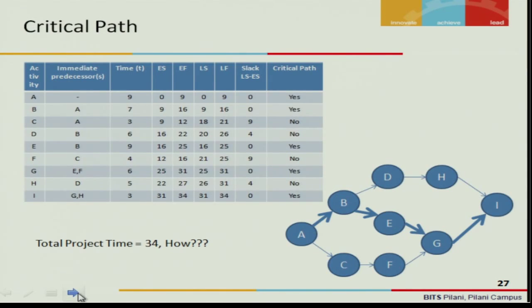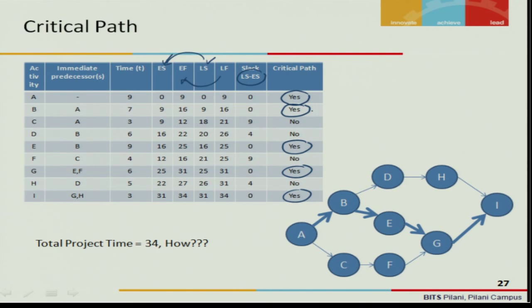Now I capture the same data in a tabular form. The activities, the immediate predecessors, the time slot, early start, early finish, late start, late finish. Slack is late start less early start, or late finish less early finish. If you do that, you will get some values for some activities, and some values will be 0. Wherever it is 0, it qualifies to be a critical path.